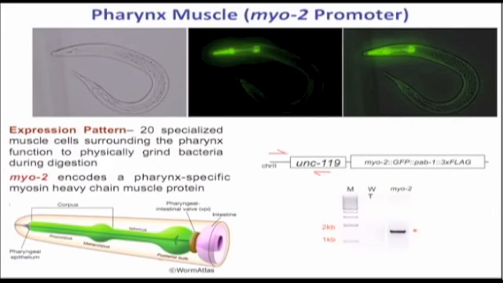Then we express it in the muscle using MyoTwo. Again, the muscle is one of the brightest and easiest organs to detect. And the pharynx, this is the mouth of the worm, the one it uses to take in the bacteria.